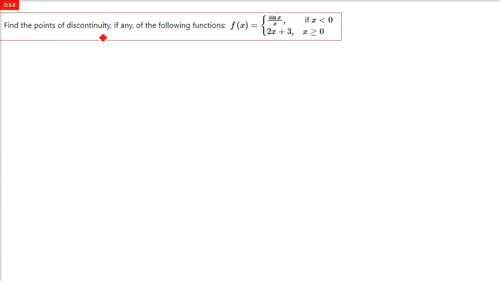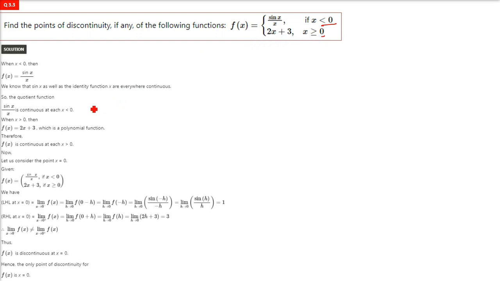Find the points of discontinuity, if any, of the following functions. This is given when x is less than 0, it is sin x by x. When x is greater than or equal to 0, it is 2x + 3. So what do we have here? We have sin x. Sin x, we know that it is continuous everywhere. x is also continuous everywhere.